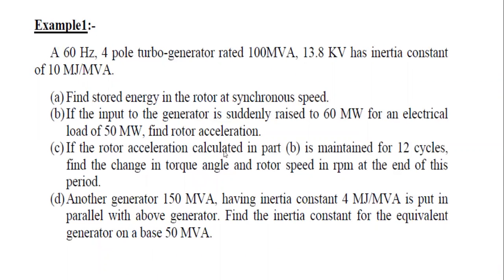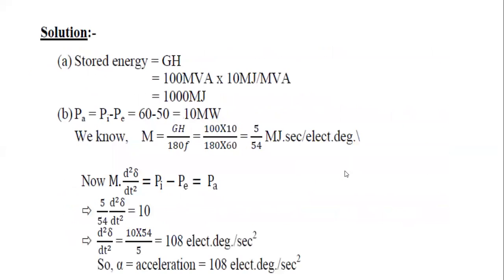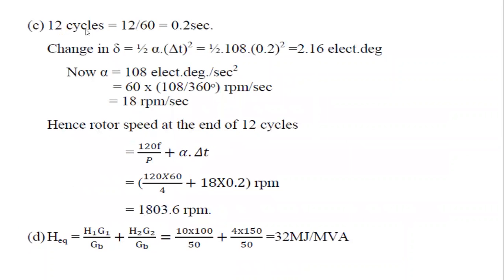Next, what is the third bit? If the rotor acceleration calculated in part B, this rotor acceleration, that is alpha or delta, is maintained for 12 cycles. For up to 12 cycles, we are maintaining this same rotor acceleration. Therefore, find the change in the torque angle and the rotor speed in RPM at the end of this period.